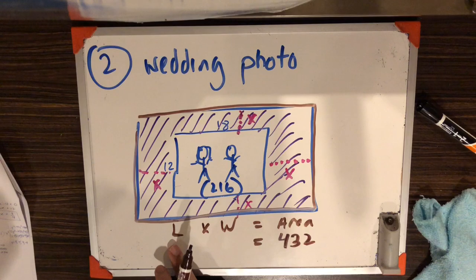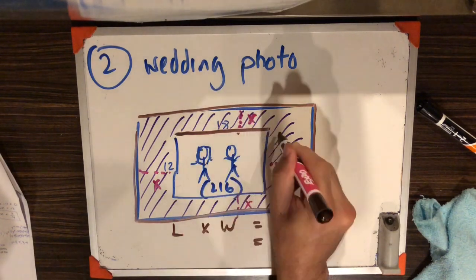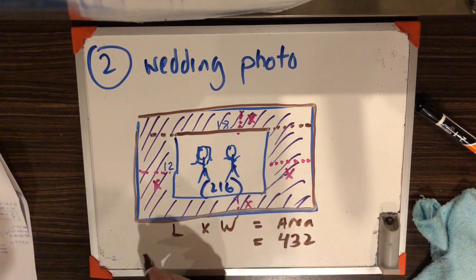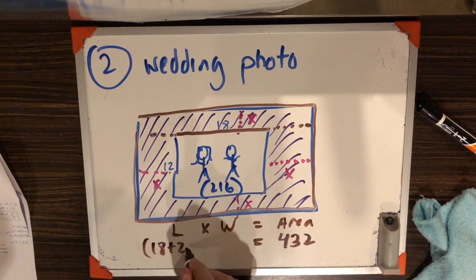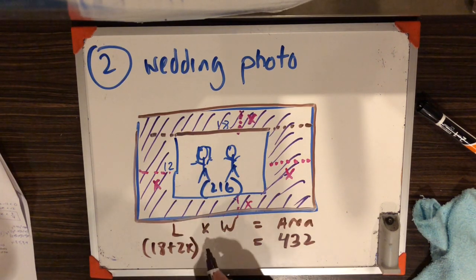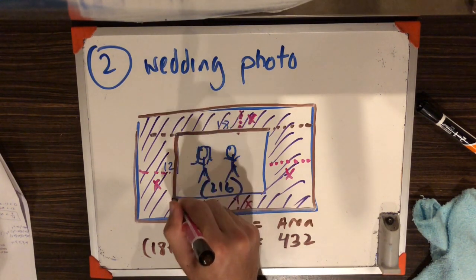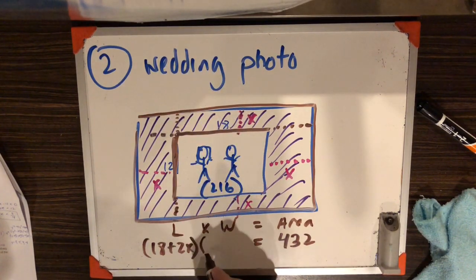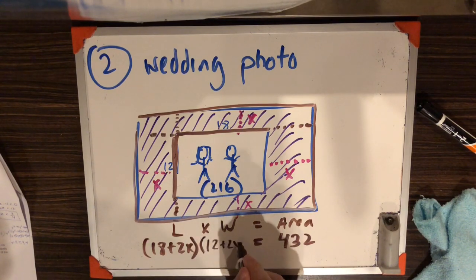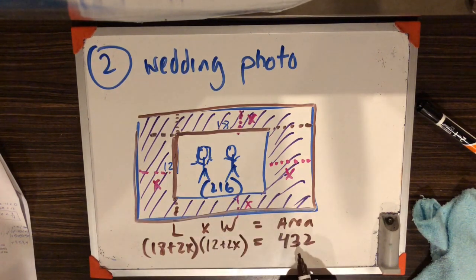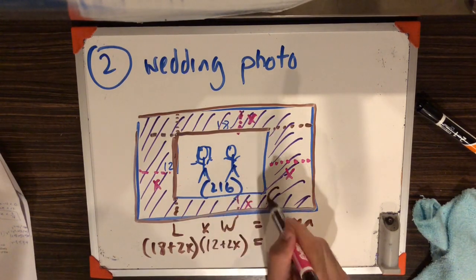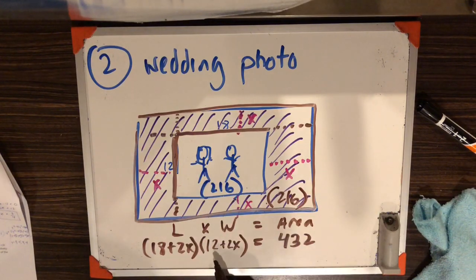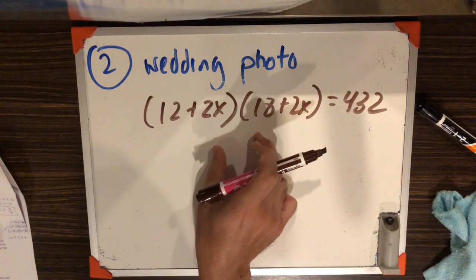I know my length. Well, what is my length? It was 18, but I extended it by x and x, which we don't know. So that's 18 plus 2x, times my width. Again, it was 12, but I extended it by x and x, my unknowns. So 12 plus 2x would be equal to my whole area, which again is 216 plus the 216, the area of this frame. So this is how you should set it up.